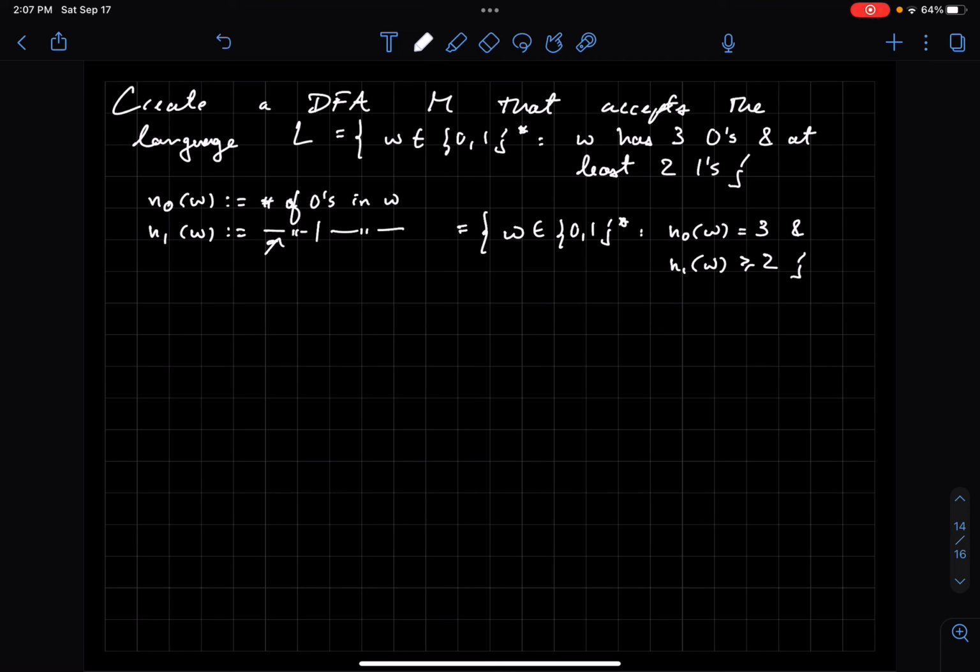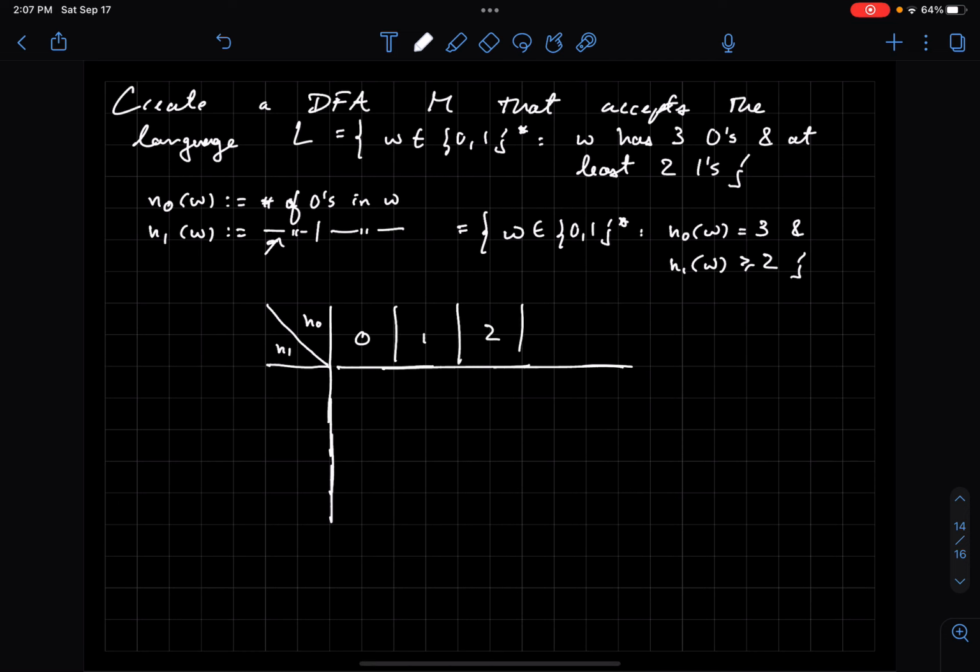So let's say I created a two-dimensional table, where I encoded the number of zeros and the number of ones. I want exactly 3 zeros. So if I have 0, 1, or 2 zeros, then I'm not happy. If I have 3 zeros, I'm happy. And if I have more than 3 zeros, I'm back to being sad. So these are all sad.